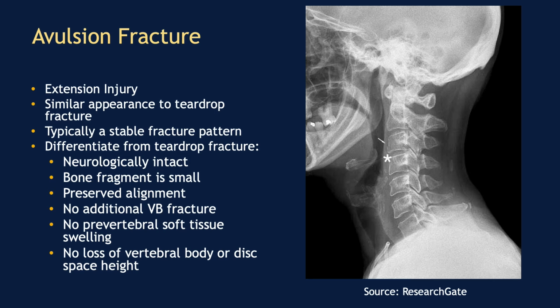The following criteria can be used to differentiate them from a teardrop fracture. The patient needs to be neurologically intact, the bone fragment is small, there is preserved alignment, there is no additional vertebral body fracture, especially in the posterior elements, there's no prevertebral soft tissue swelling, and no loss of vertebral body or disc height. If all criteria are met, it's possible to obtain flexion extension x-rays, and if normal, rigid orthosis with follow-up can be recommended.